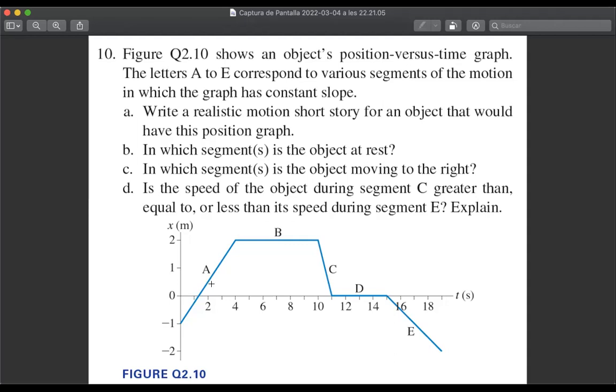Okay, so B: in which segments is the object at rest? Okay, this is very important. So let's work. Let me see, I have here a pen. Okay. So the first question is, in which segments is the object at rest?